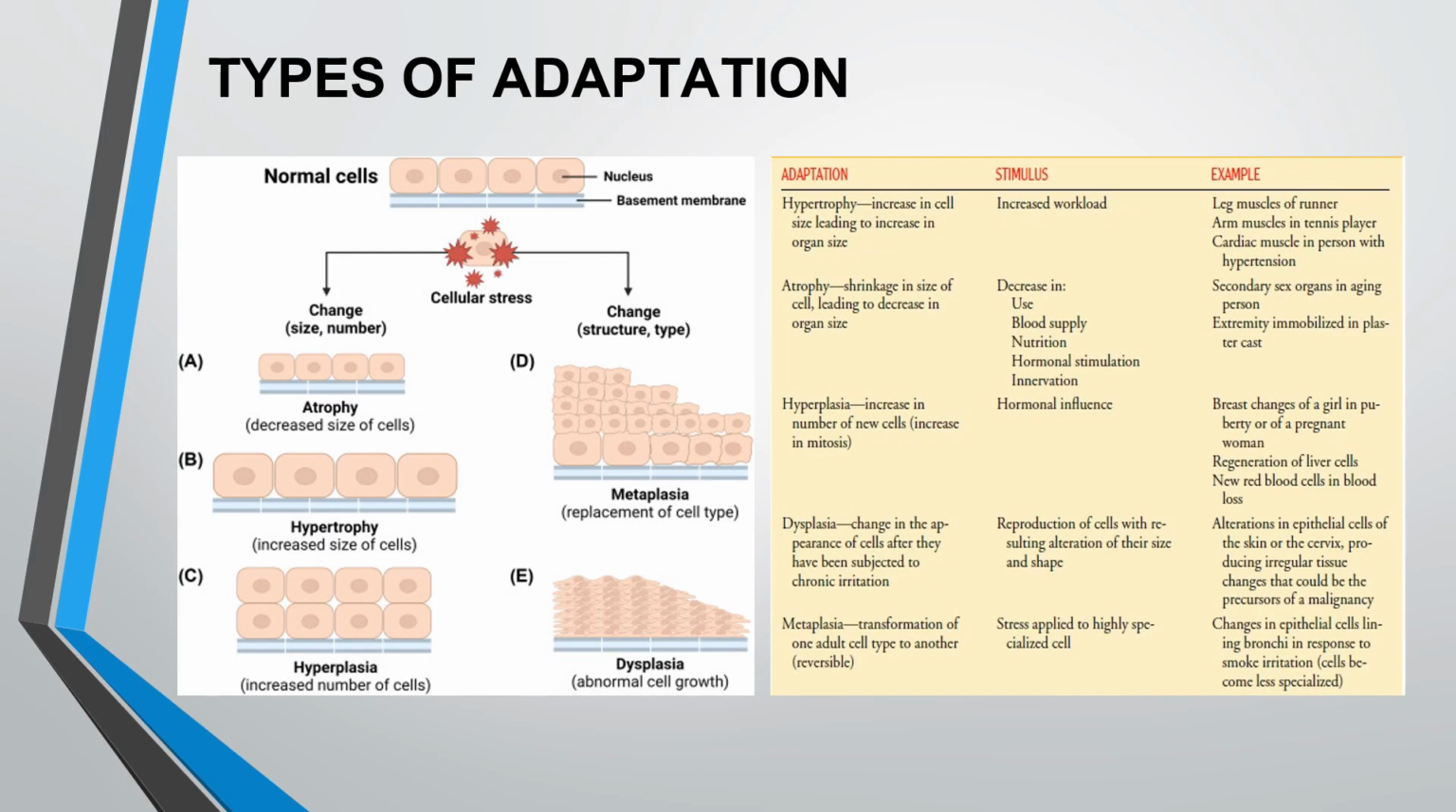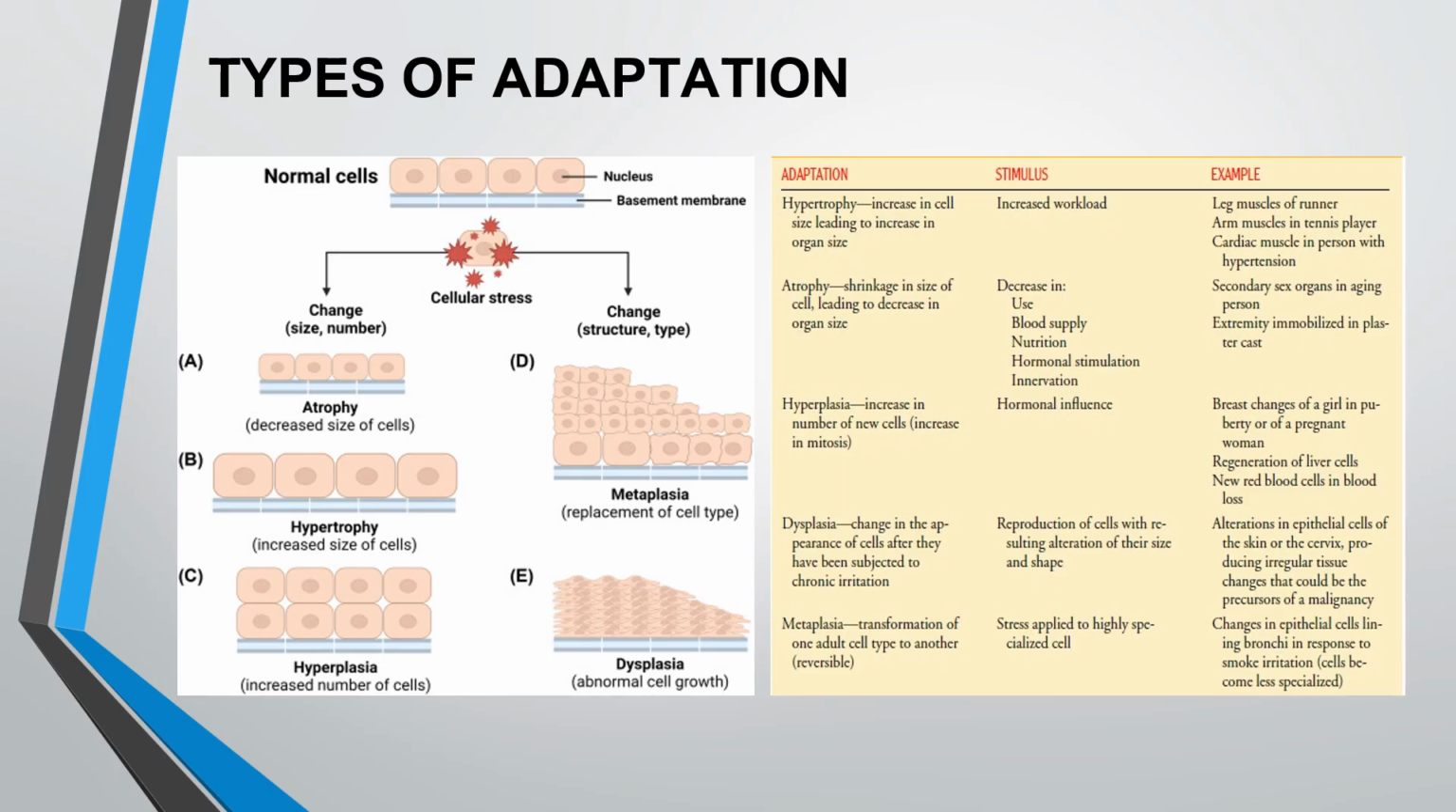This slide pulls everything together by showing the major types of cellular adaptation. Hypertrophy is an increase in cell size, not number. Think skeletal muscle fibers getting bigger with exercise or cardiac muscle thickening in hypertension. Atrophy is a decrease in cell size, often due to decreased use, blood supply, or even nutrition. Immobilized limbs are the classic example. Hyperplasia is an increase in the number of cells. This only happens in tissues capable of division, and yes, it's often hormone driven.